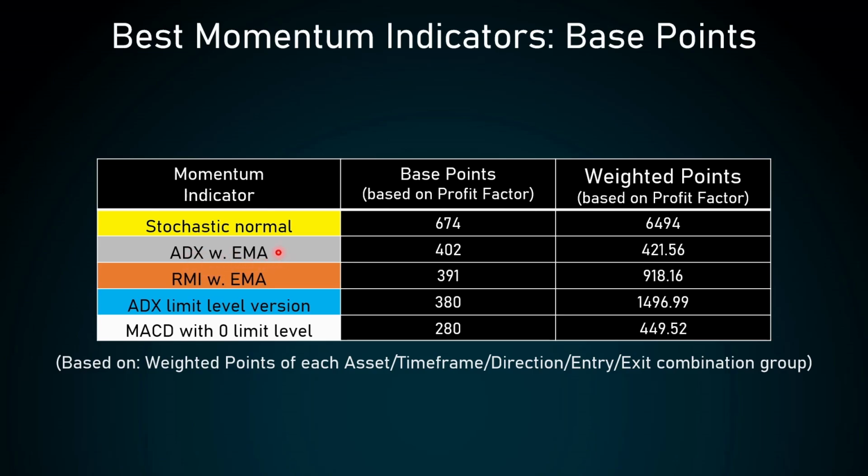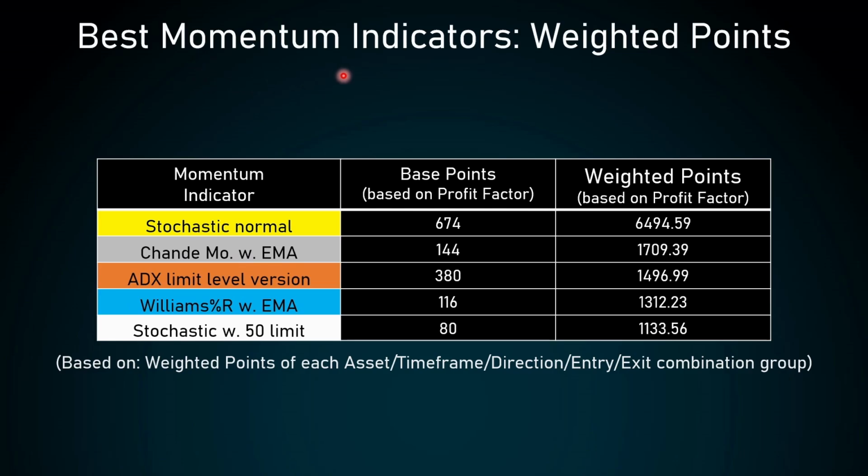Here you can see the best momentum indicators based on the weighted points. Now the first place winner is also the stochastic normal indicator with more than 6,000 points. The second place goes to the ChanDemo with EMA, which is included in all of our premium scripts. Back at that time, I didn't know about this result, so including the ChanDemo with an EMA into our premium scripts was a pretty good guess. The third place goes to the ADX limit level version, the fourth to the Williams percentage R with EMA, and the fifth to the stochastic with 50 limit level.